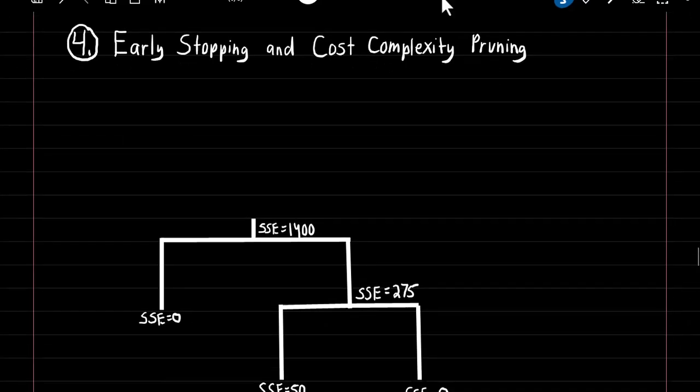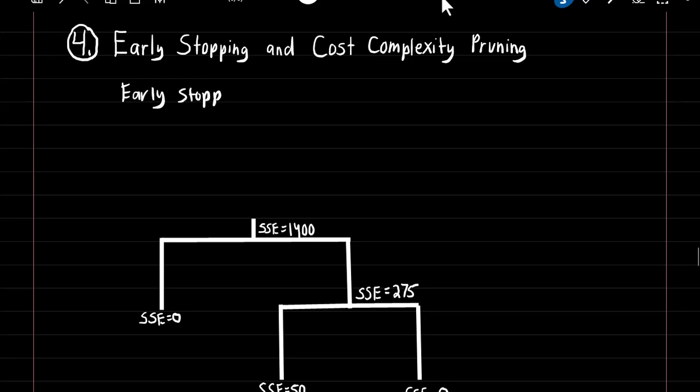Early stopping and cost complexity pruning. So one problem that can arise from decision trees is overfitting, where ultimately you just keep splitting your data into smaller partitions in the hopes of lowering your sum of squared error. So one way to account for this is with early stopping.